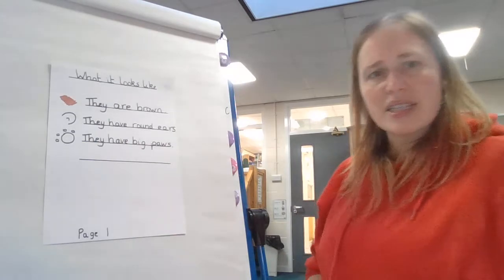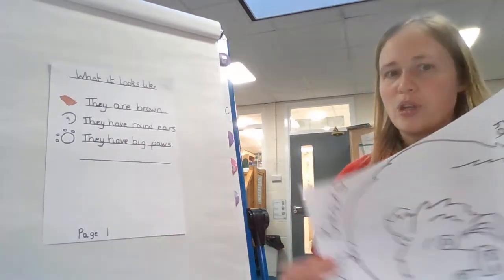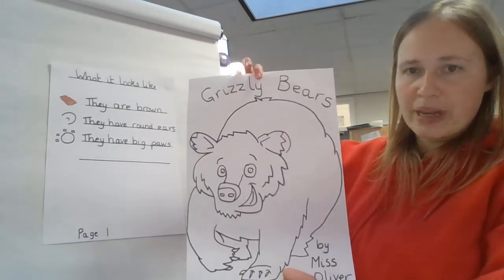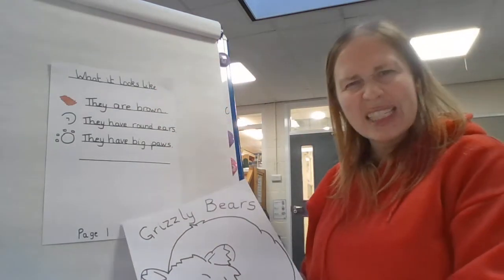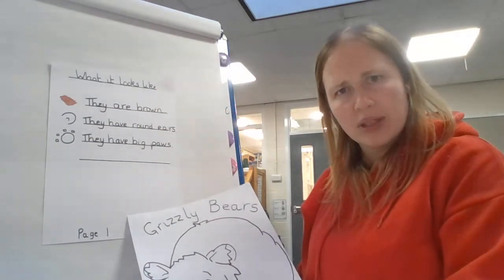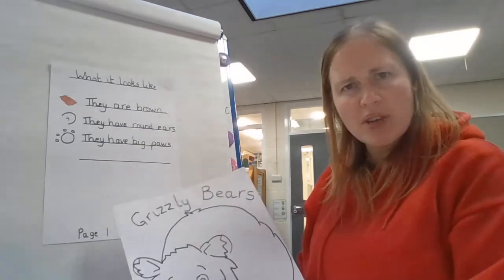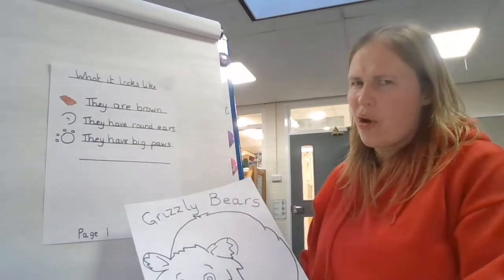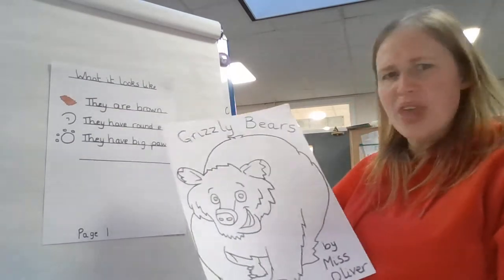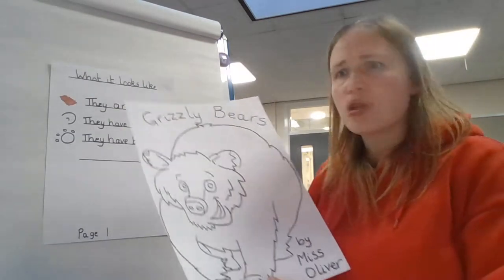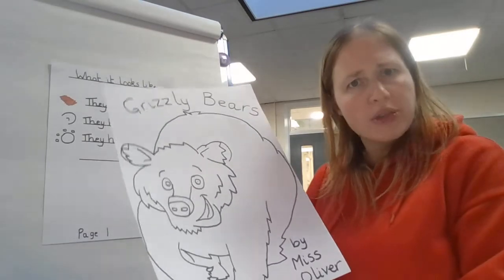So your challenge today, children. Can you do me a front cover with a fabulous picture on it? And can you do me a page telling me everything we can easily see about what a grizzly bear looks like? Do you think you're up for that challenge? I think you are, because I've seen some wonderful writing on Tapestry recently. So there's your challenge for today, children, and we'll do more of our fact book tomorrow.